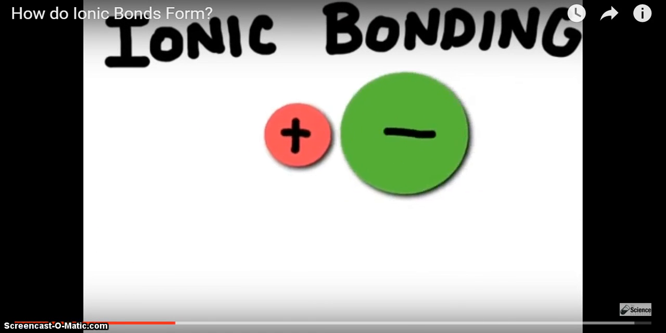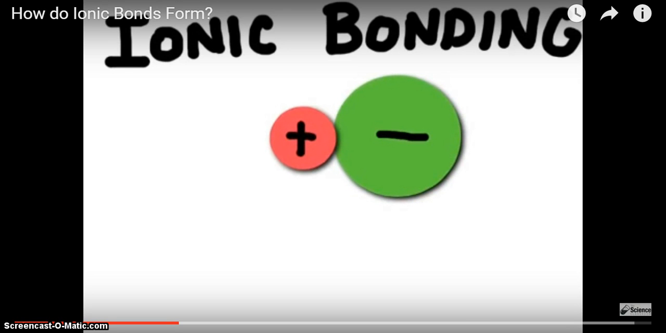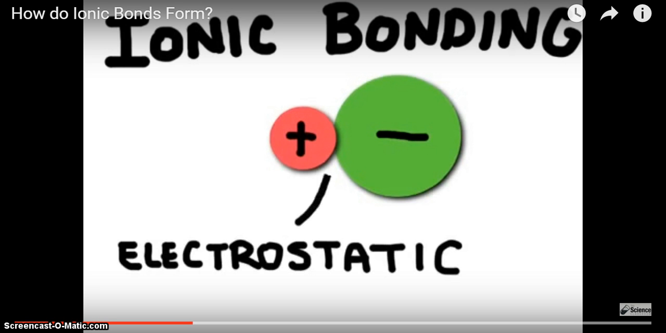Now, when these ions stick together, there's a very strong bond that's formed. This bond is the result of a force called the electrostatic force or electrostatic attraction. And this force is so strong that it's going to cause ionic compounds to be solids at room temperature. And they'll have very high melting and boiling points.